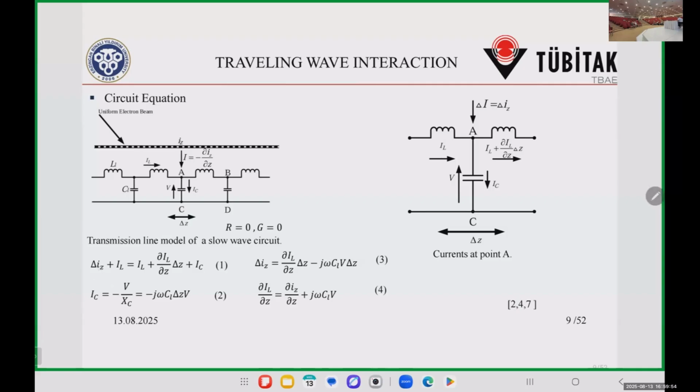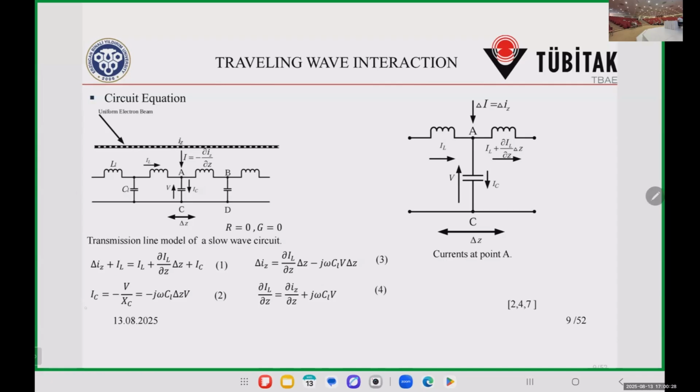These equations we are writing are for the RF, Kirchhoff, not for the electron beam. This IZ affects the slow wave circuit, and after this effect, we can write Kirchhoff's current law. So we use this for RF.